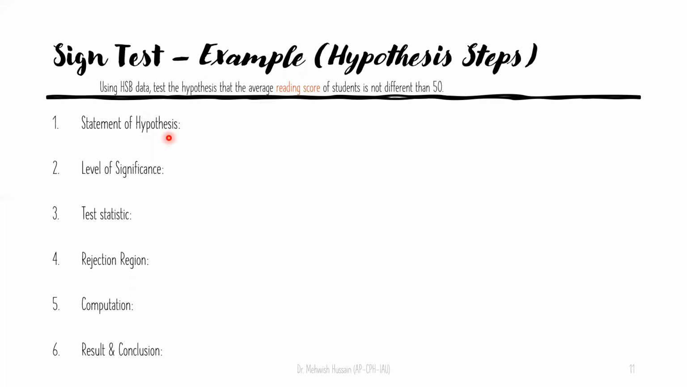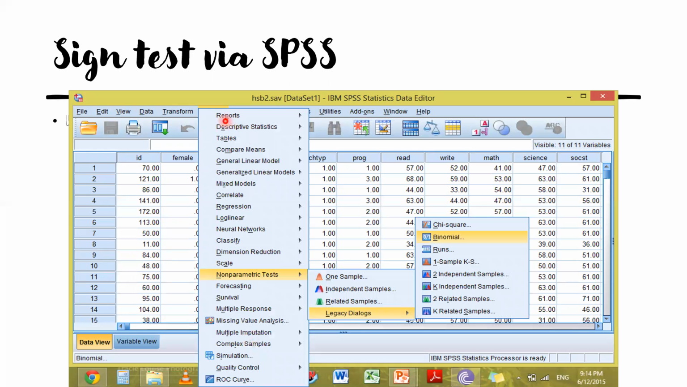To run the analysis under the sign test, we again formulate the six steps. The first step is the statement of hypothesis. Our scenario is to test the hypothesis that the average reading score of students is not different than 50. So the null hypothesis is that eta naught, which is the median, is equal to 50, versus the alternative hypothesis that eta is not equal to 50. The level of significance alpha is 0.05. The test statistic is the sign test because the reading score did not follow a normal distribution. The rejection region, as usual, is to reject the null hypothesis if the p-value is less than alpha, and the computation is given in the next slide, in the Analyze option.